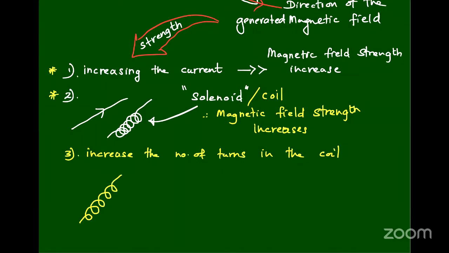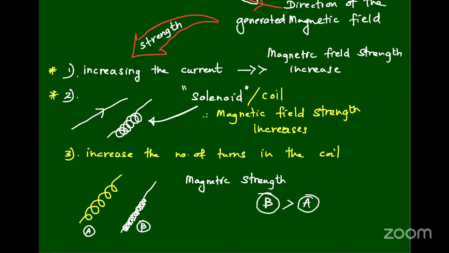And in the second situation, let's say I am arranging the wire having more number of turns, right? Having higher number of turns like this. So if we take this one to be A, this to be B, then when it comes to magnetic field strength, B has a higher strength than A. The reason is in structure B, you can see there are more number of coils, number of turns than structure A, right?